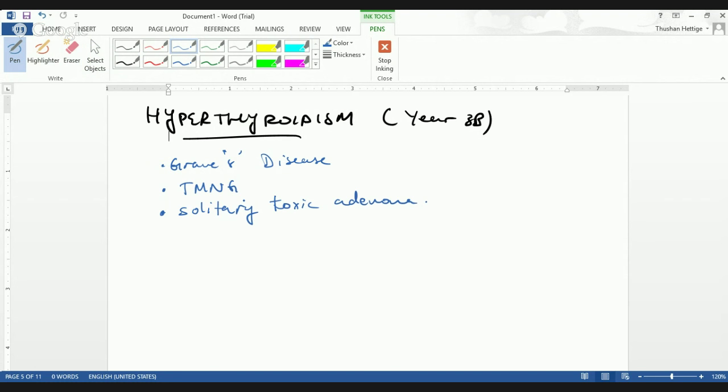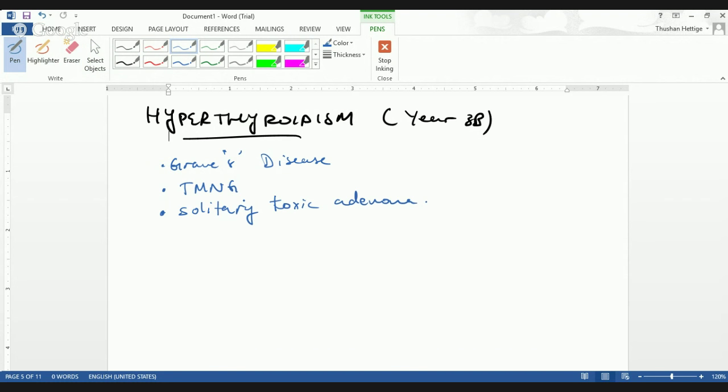Lithium? Lithium can also cause hypothyroidism. Amiodarone can also cause hypothyroidism. Then there are other causes, like random causes.